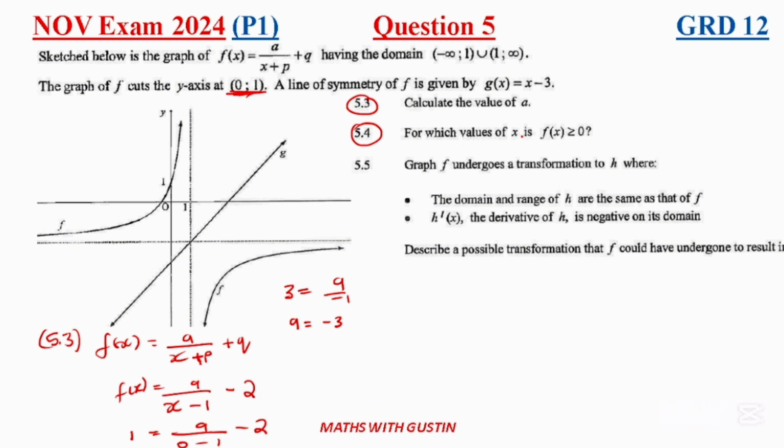5.4: for which values of x is f of x greater than 0? Okay, so this one, guys, you must look at the graph. However, we need the x-intercepts here. We need this value here, which we don't have, which is our x-intercept. It was not given to us, but when they ask us for which values of x, we must look for the intercepts.